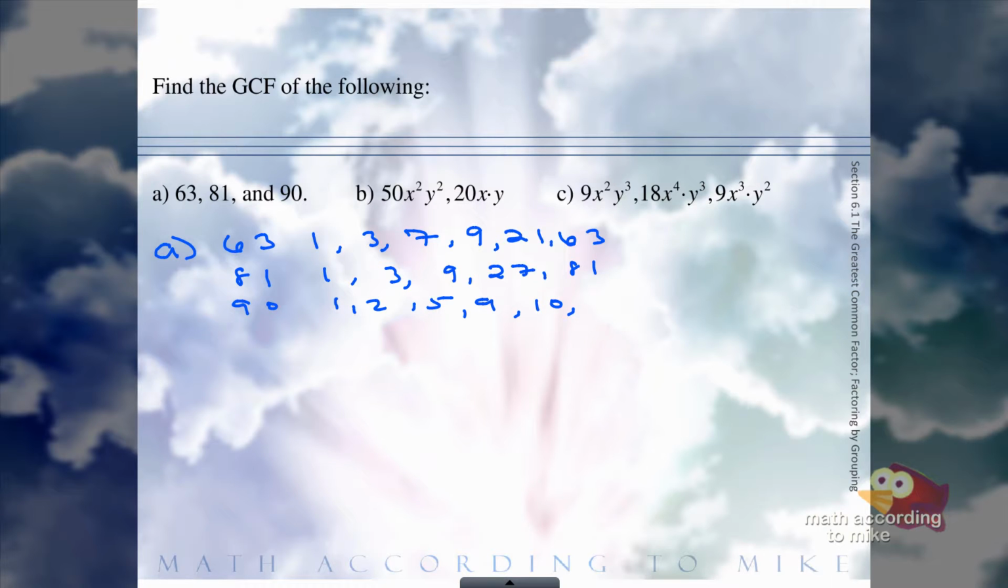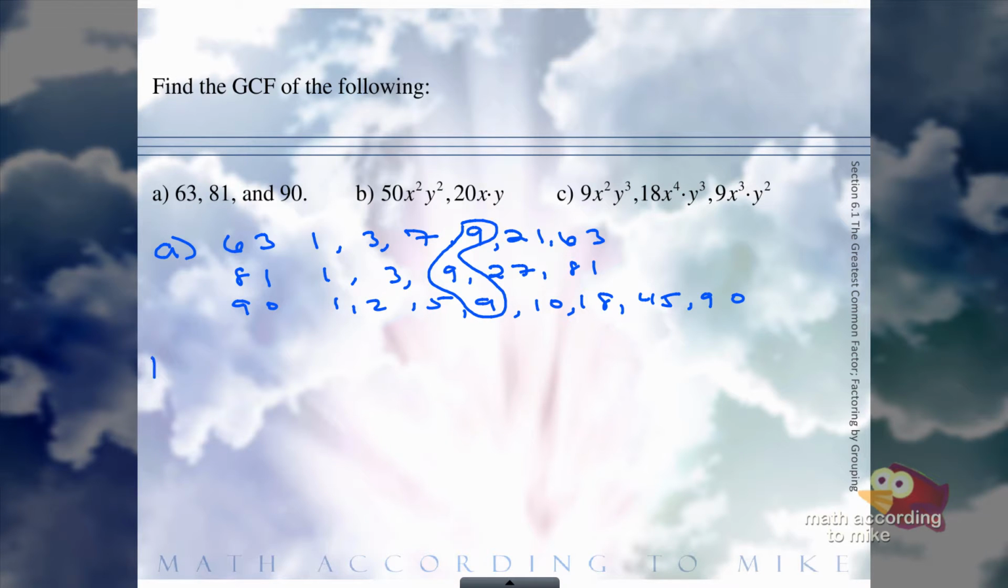This is hard to do in my head. I'm so sorry. What is that, 18? I'm going to go with 18. 45, 90. So for the numbers, you might be able to do it in your head. You won't have to do this list, which is totally fine. But 9, what that means is that 9 is the largest number that divides evenly into 63, 81, and 90.